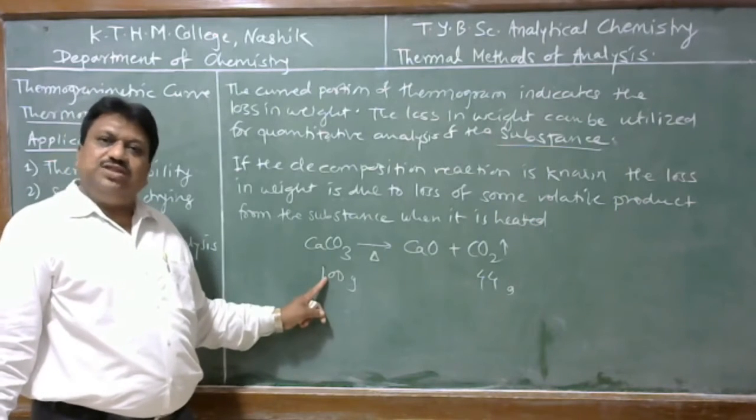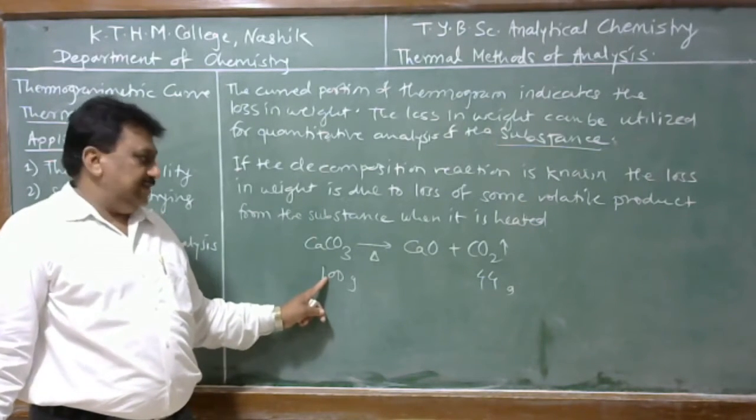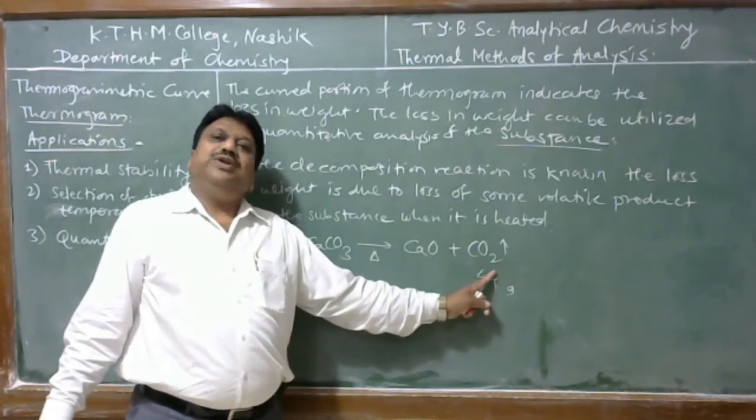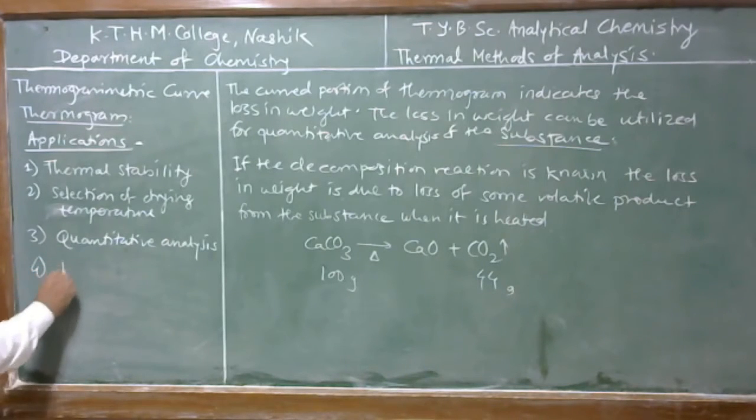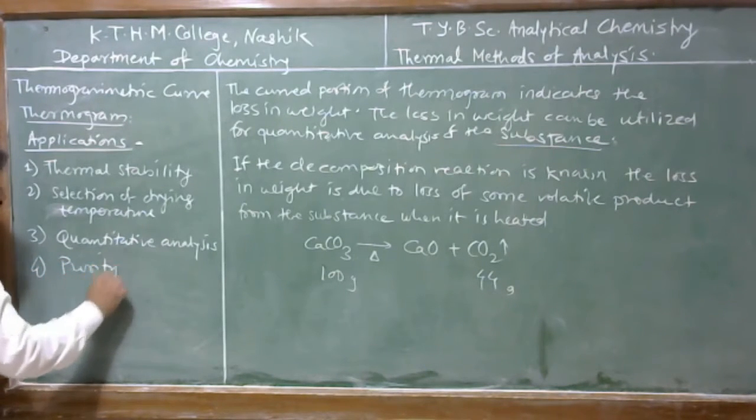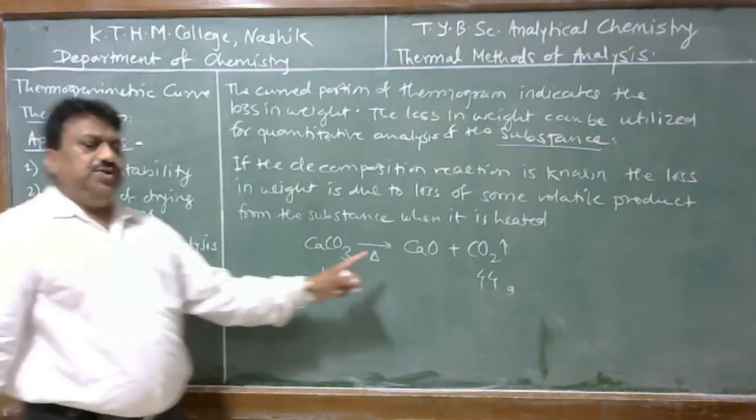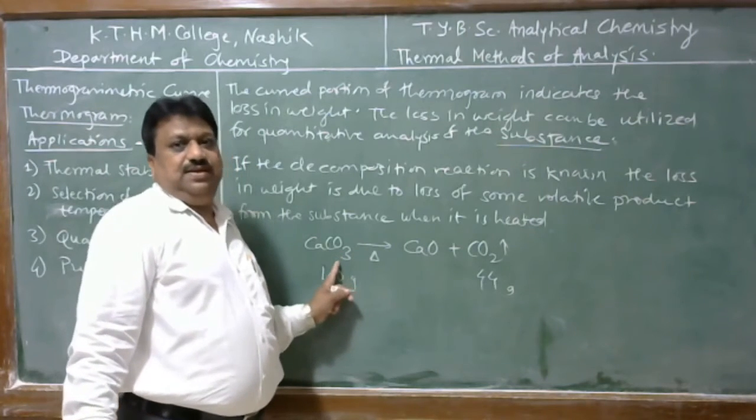And this is the most important use in quantitative analysis. In addition to this, we also determine the purity of this substance. Therefore, the thermogram is also useful for determination of purity of a substance. That means, using this relationship, we can find out the amount of substance.